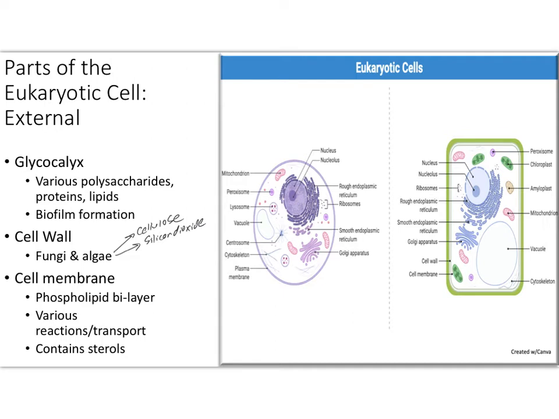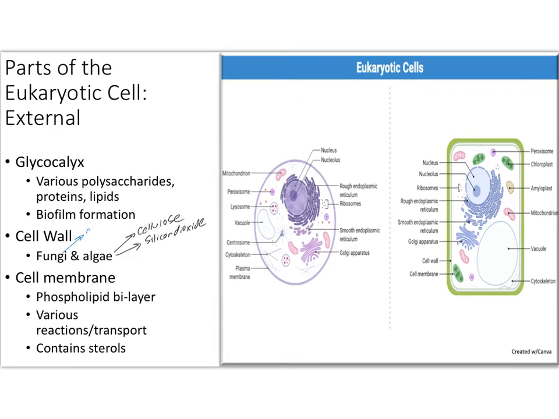In fungi, the cell wall is made of what we call chitin. So in fungi, there's only one type of molecule that makes up the cell wall, and it is called chitin. That's kind of interesting because the exoskeleton of insects is also made of chitin. So they have something in common. They share that molecule. Now next, we will find the cell membrane.